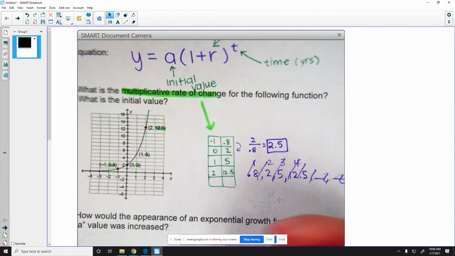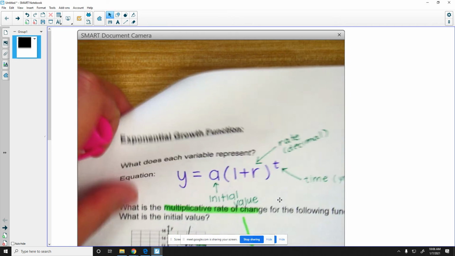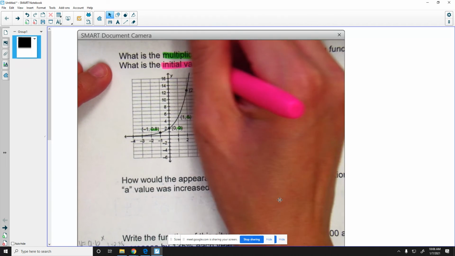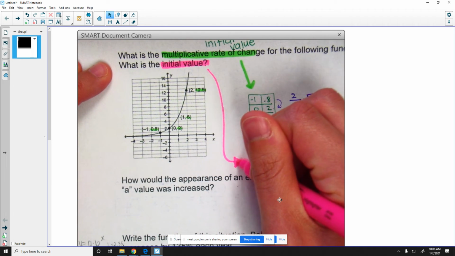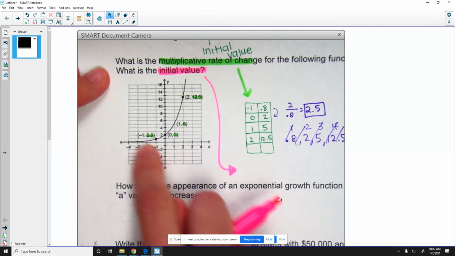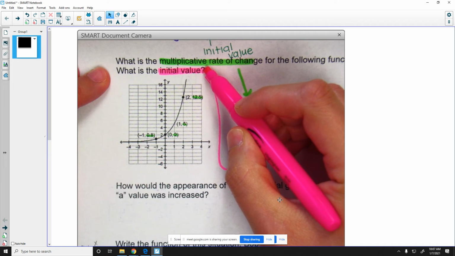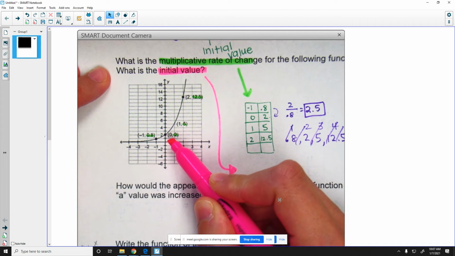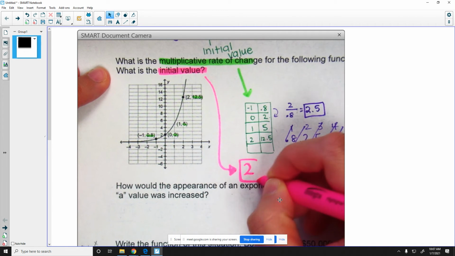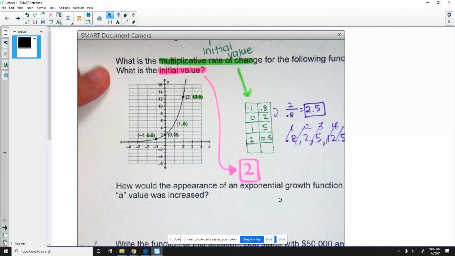So your initial value is the A. It's the same thing as how much you start off with. Someone online, do you think you know? What number here is your initial value? Anyone online? 2. Yeah, right? Do you see how your initial value is basically your y-intercept? Your y-intercept, what do you start off with? 0, comma, what? 0, comma, 2. So that's your initial value.